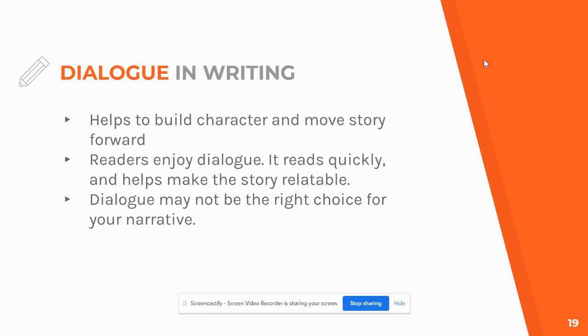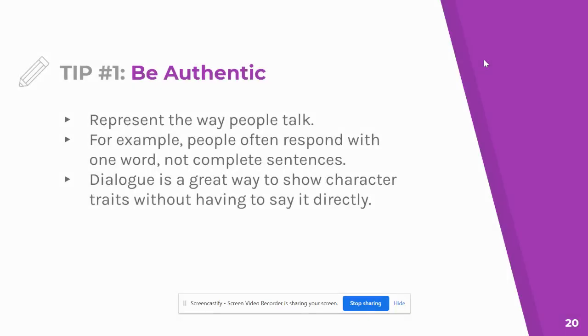That said, dialogue may or may not be the right choice for your narrative. It depends upon your topic. There's no requirement to use dialogue in your narrative, but it is an option, it is a tool. Some of you really did a great job, from what I could see sharing, at using that dialogue. Those of you who shared used the dialogue in a really effective way.